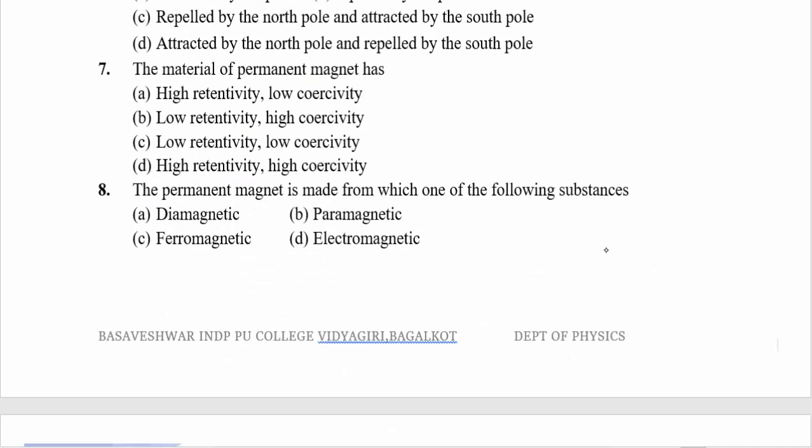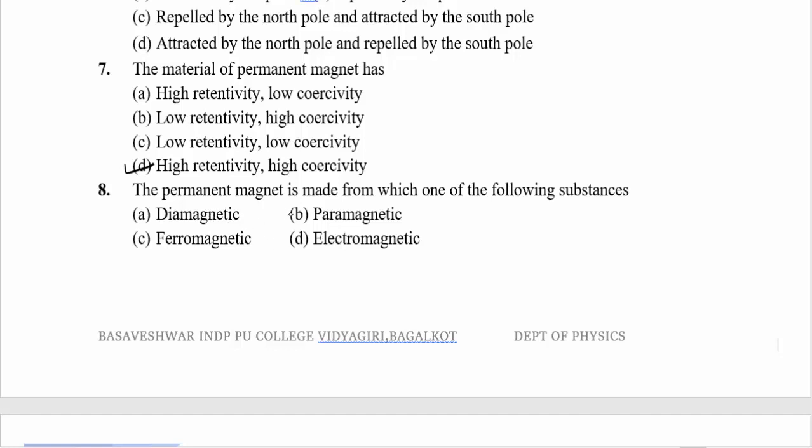Okay, next question, seventh one. The material of a permanent magnet has. If you take a material of a permanent magnet, it has high retentivity and high coercivity. Permanent magnets always have high retentivity and high coercivity. Seventh one is option D.